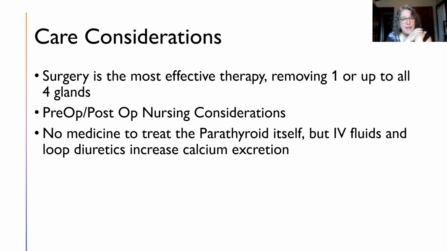IV fluids may help. Loop diuretics increase calcium excretion, so if our calcium levels are too high, we can give a loop diuretic. The most common one you're familiar with is furosemide, or Lasix, which opens up the renal tubules and creates a urine stream that's not very concentrated. However, we then have to do some cardiac monitoring, because we will lose other electrolytes, not just calcium, when we use a loop diuretic.